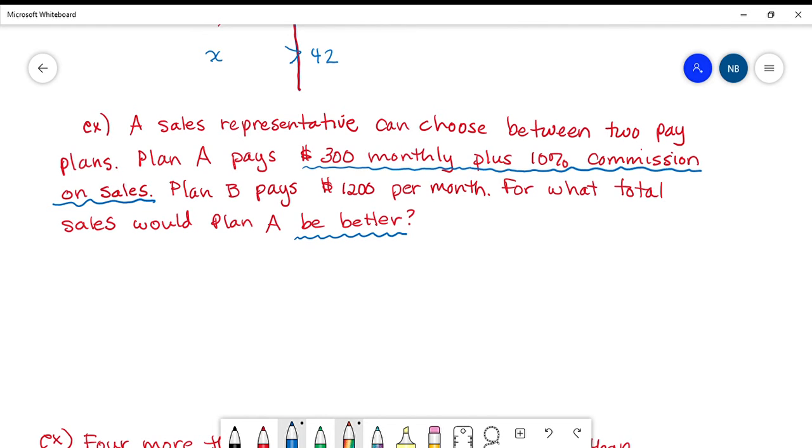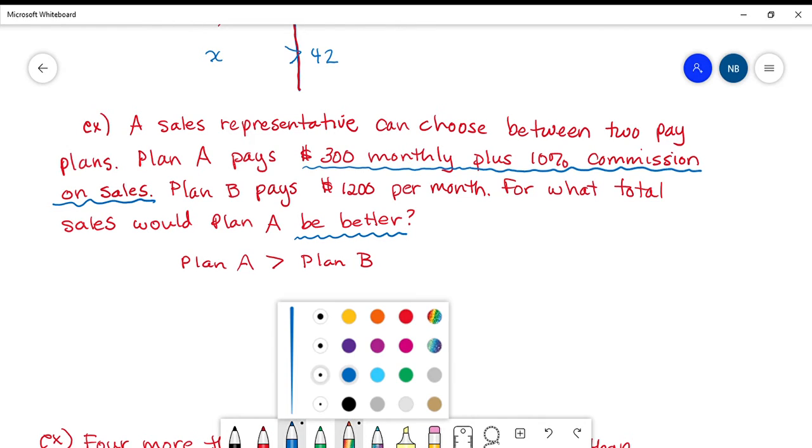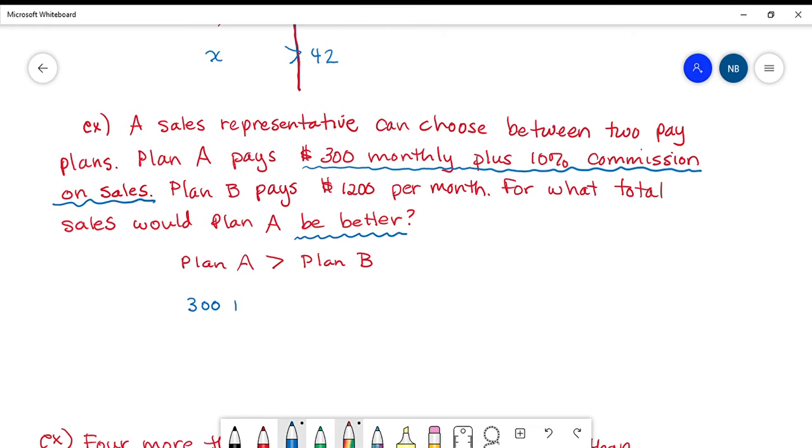All right, now let's think about getting a paycheck, and let's think about what better means. I'm assuming that better to all of us means you make more money. So we want Plan A to pay better than Plan B. So that's the first little understanding we have to have. Now let's take a look back at Plan A. Plan A pays $300 a month plus 10% commission on sales.